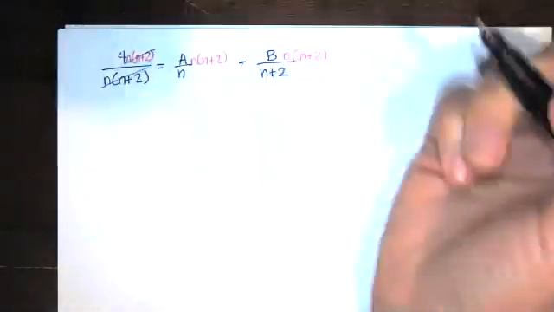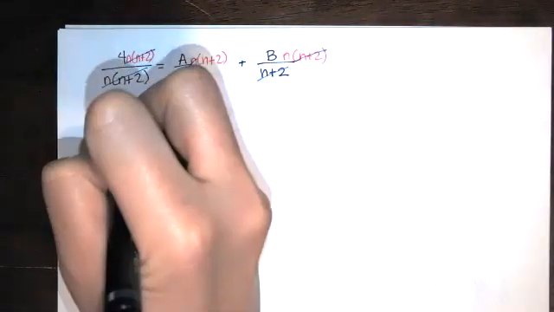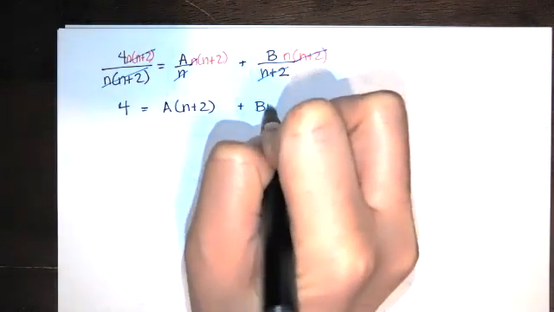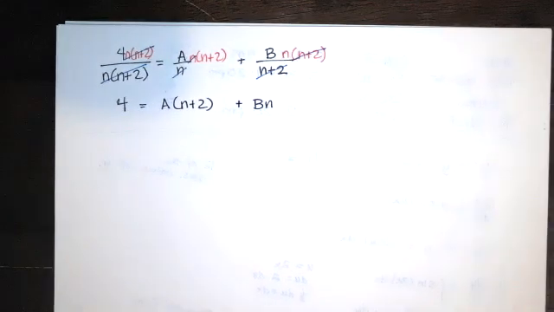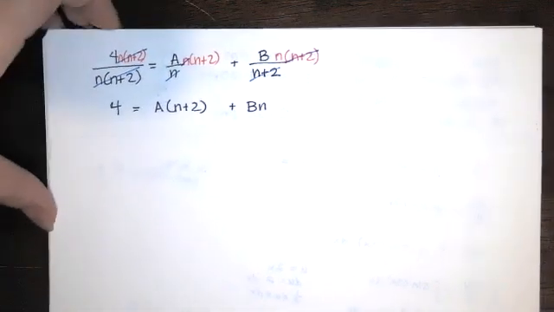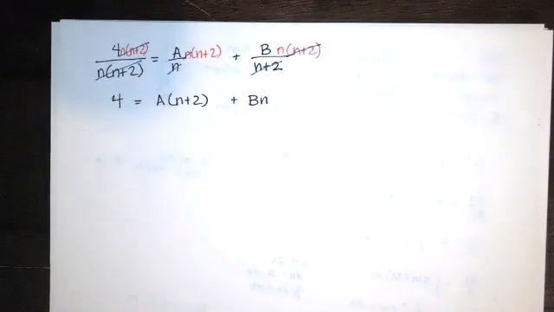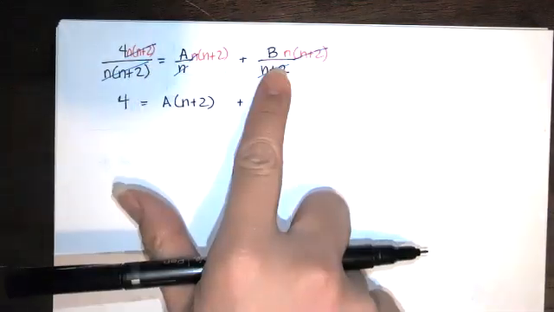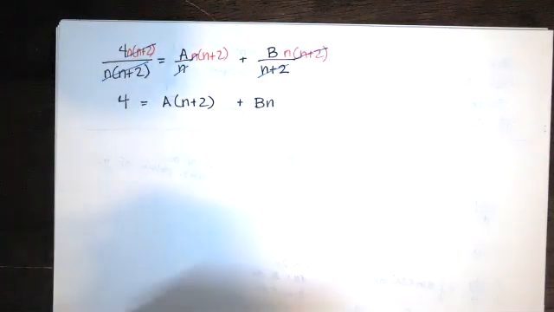Then these reduce: the n's reduce here, and the n plus 2's reduce here. And what we end up with is 4 equals a times the quantity n plus 2 plus b times n. Now I know we tend to think of n as an integer, a positive integer starting at n equals 1 because of the problem statement. But when we're solving this equation for a and b, we can just treat n as a real number. So we're just trying to find the values of a and b that would cause the expression on the right to be equal to the expression on the left.